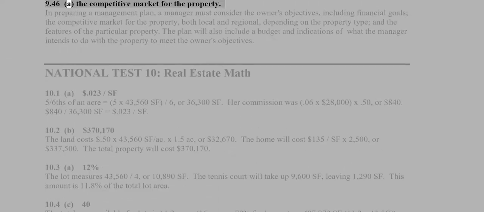9.46 A. The competitive market for the property. In preparing a management plan, a manager must consider the owner's objectives, including financial goals, the competitive market for the property, both local and regional, depending on the property type, and the features of the particular property. The plan will also include a budget and indications of what the manager intends to do with the property to meet the owner's objectives. National Test 10, Real Estate Math.